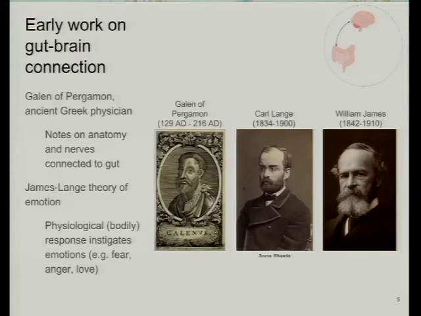Fast forward to the late 1800s, we come to the development of a more conceptual or theoretical framework to think about the connection between the gut and the brain. Two people I want to highlight are these men over here: Carl Lange, a Danish physician, and William James, an American physician. Surprisingly, they independently came up with a theory of emotion, which is now known as the James-Lange theory of emotion.